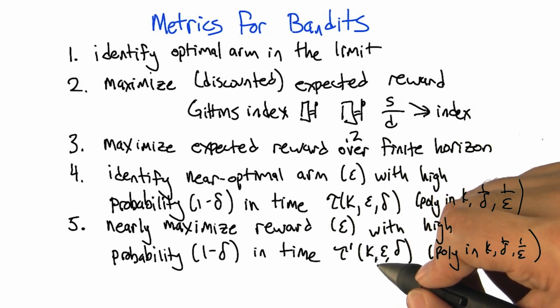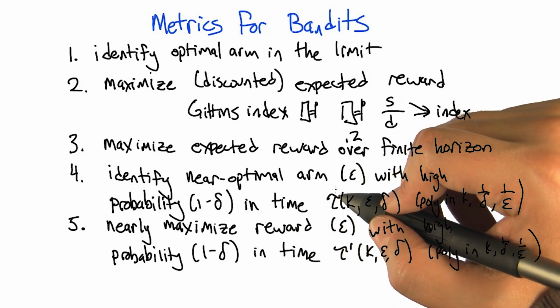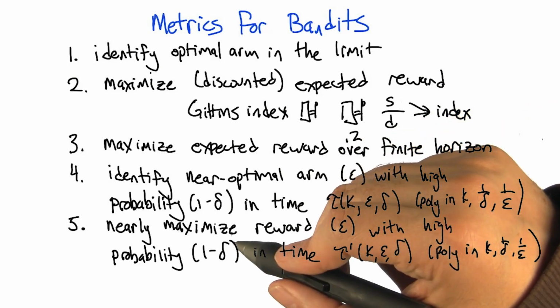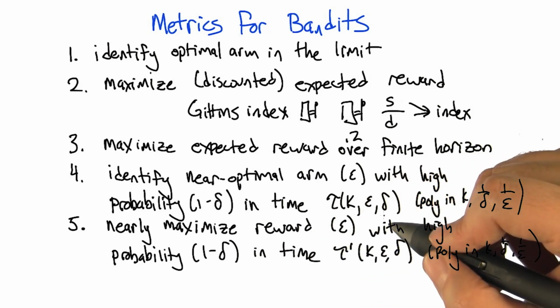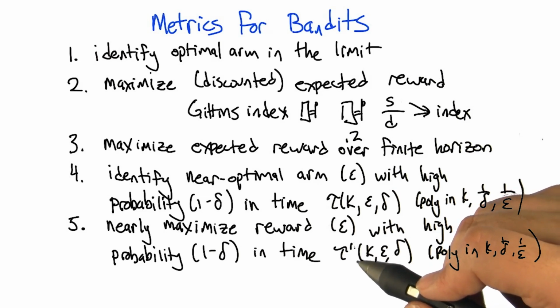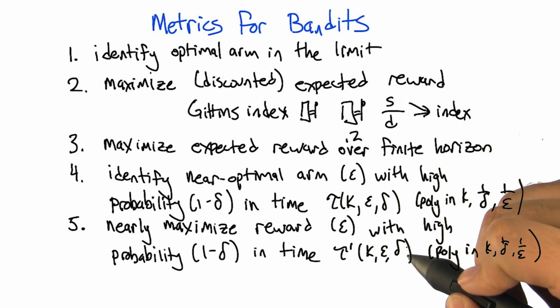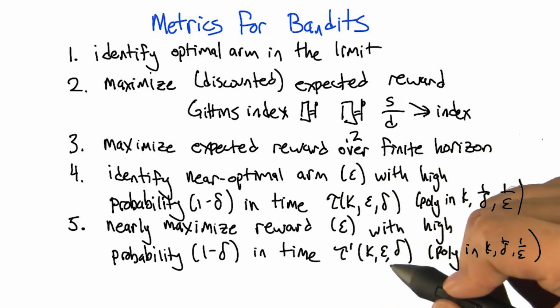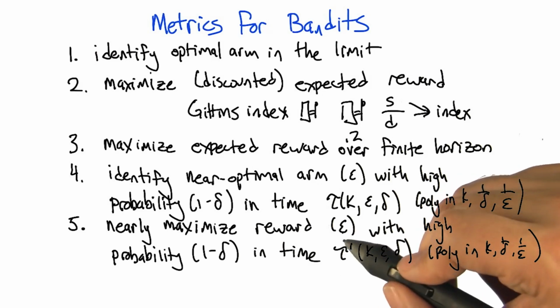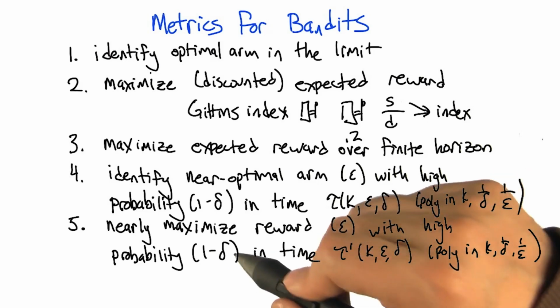And in this particular case, instead of saying that at the end of that we're going to know what the near optimal arm is, we're going to say we're going to have nearly maximized reward over that interval. Basically, you give me an epsilon, a delta, and a k, the number of arms, and I will make a strategy and a polynomial, tau prime, k, epsilon, delta, such that if I run that long, I will get at least this close, I guess, per step to the maximum reward with high probability.